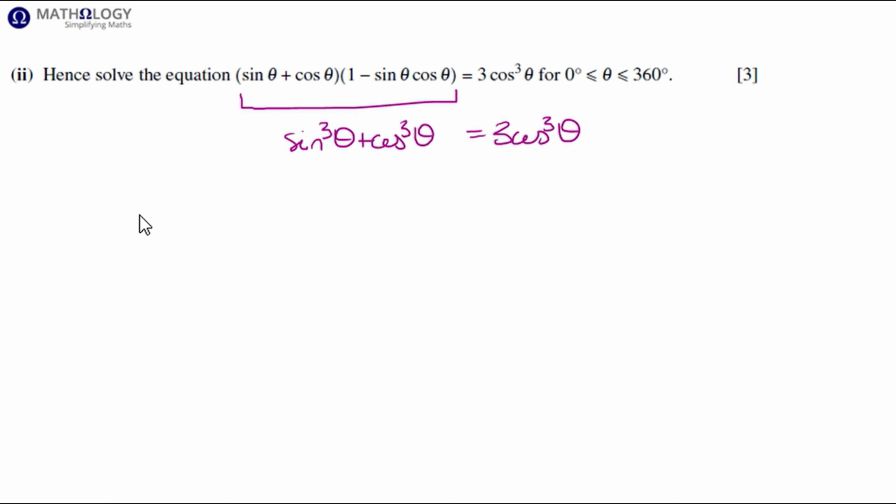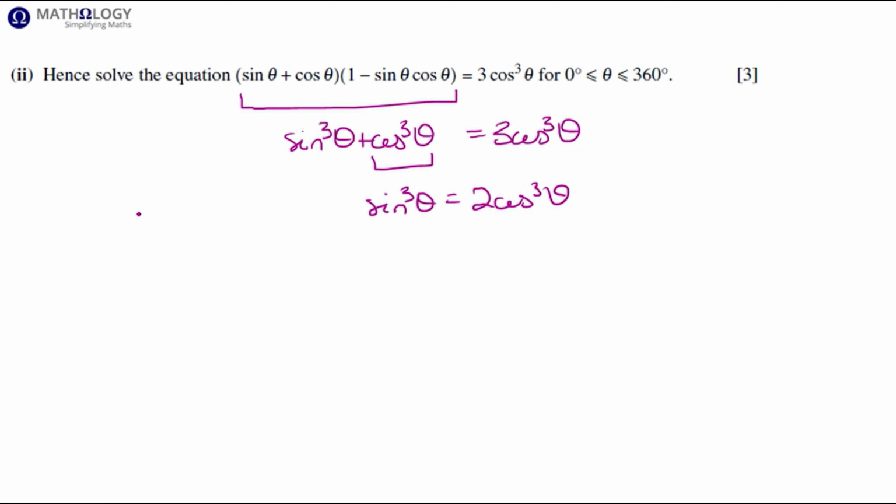We can only solve a trigonometric equation if we're dealing with a single trigonometric ratio. We still have two trig ratios here, but we do have like terms in cos cubed theta and 3 cos cubed theta. So the first thing we do is just get the like terms over to the one side. So sine cubed theta equals 2 cos cubed theta.